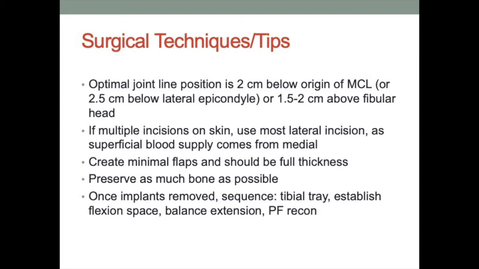If multiple incisions are used in the skin, you want to use the most lateral incision as superficial blood supply comes from medial. You want to create minimal flaps, and they should be full thickness fasciocutaneous flaps. You want to preserve as much bone as possible during extraction of the implants. And once the implants are removed, the sequence is tibial tray, reestablish the flexion space, balance the extension, and then complete your patellofemoral reconstruction. So it goes tibia, then femur, then patellofemoral.